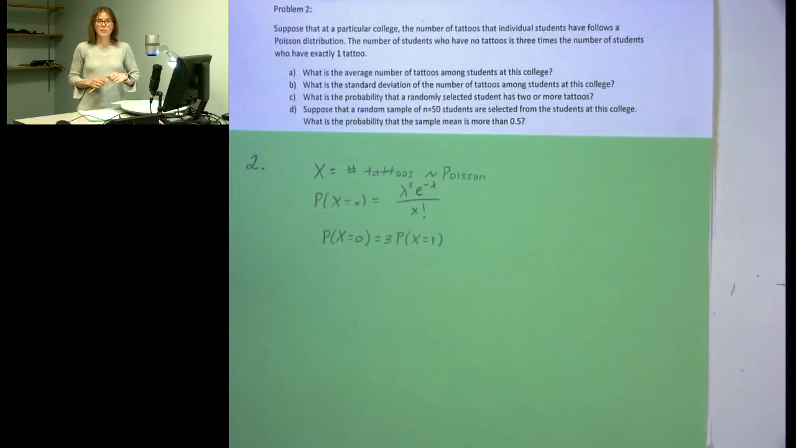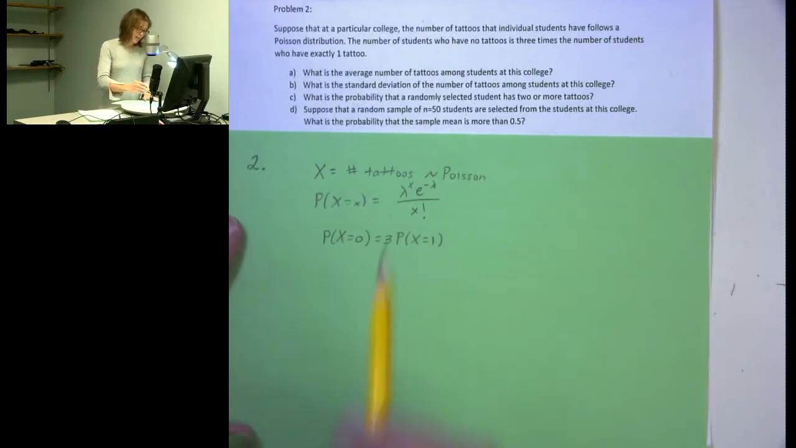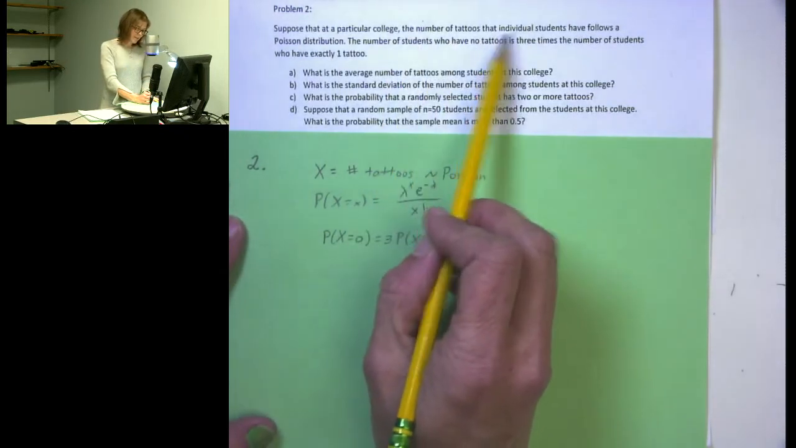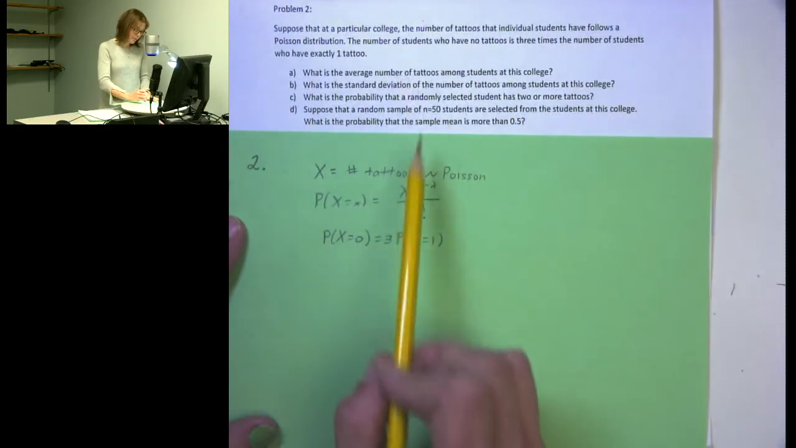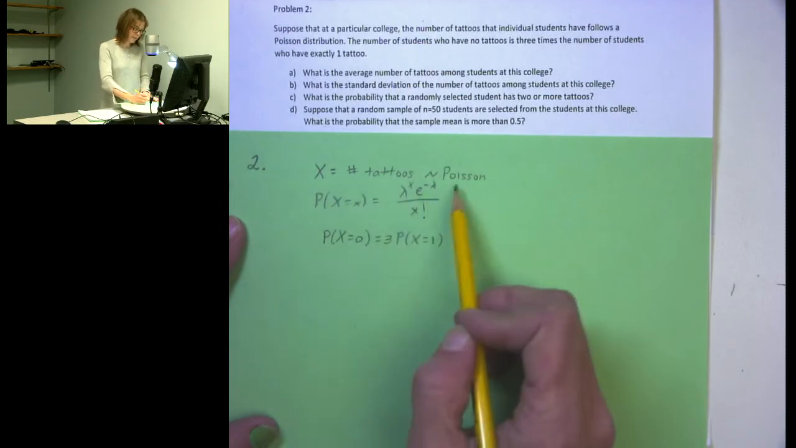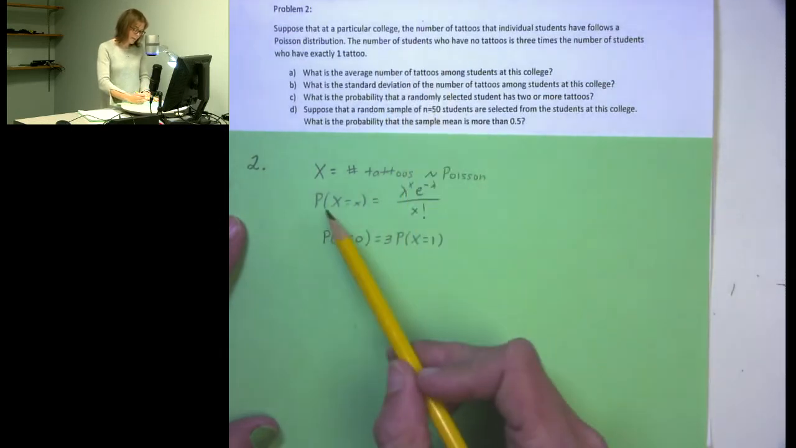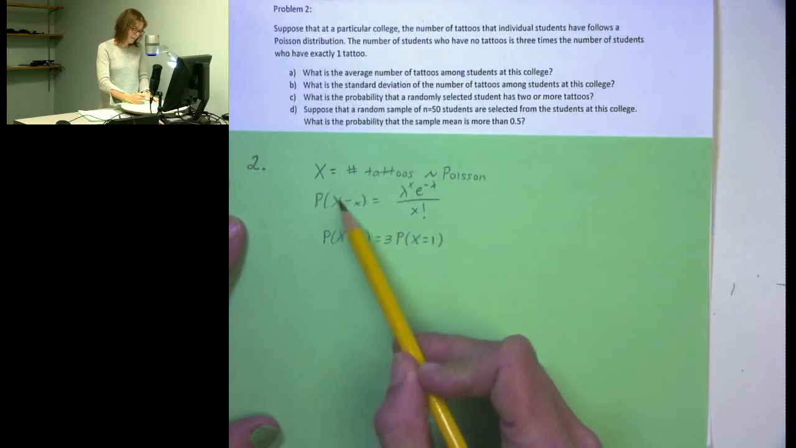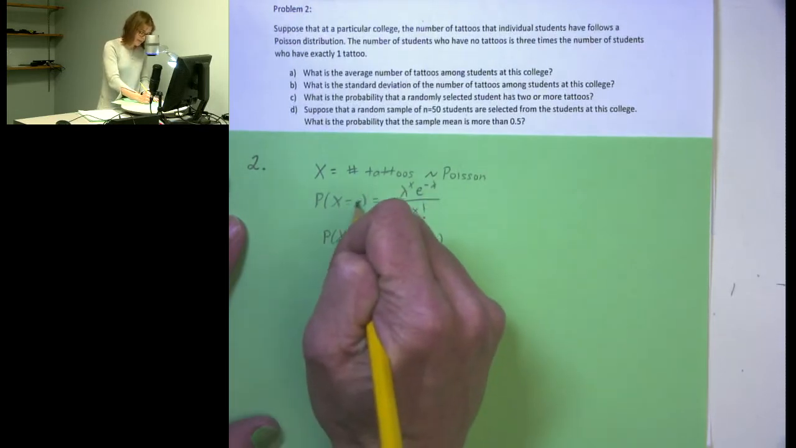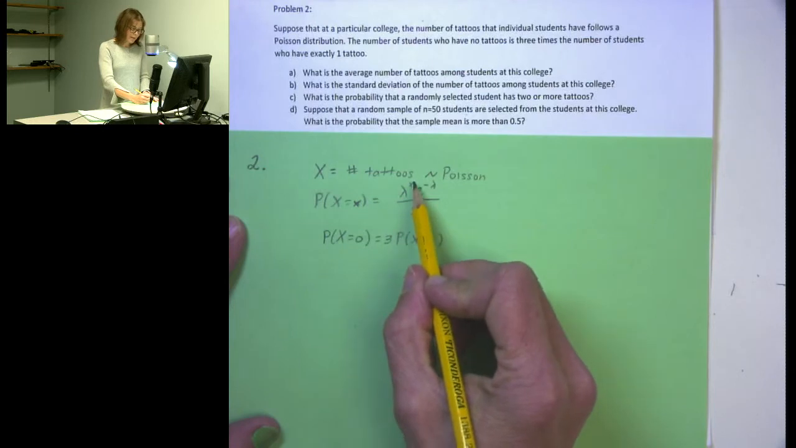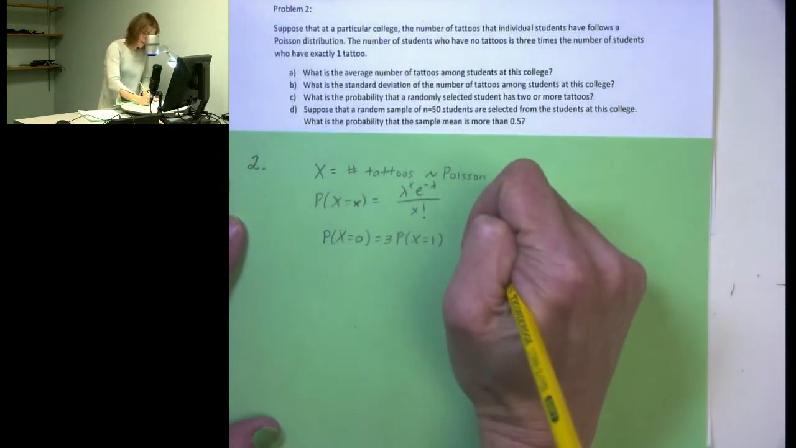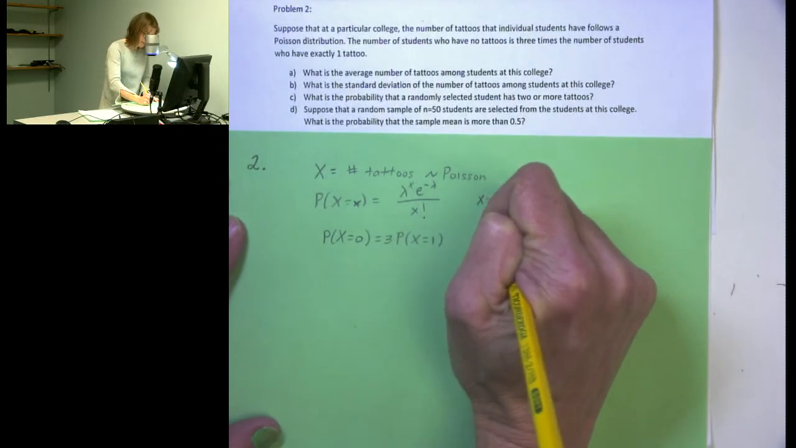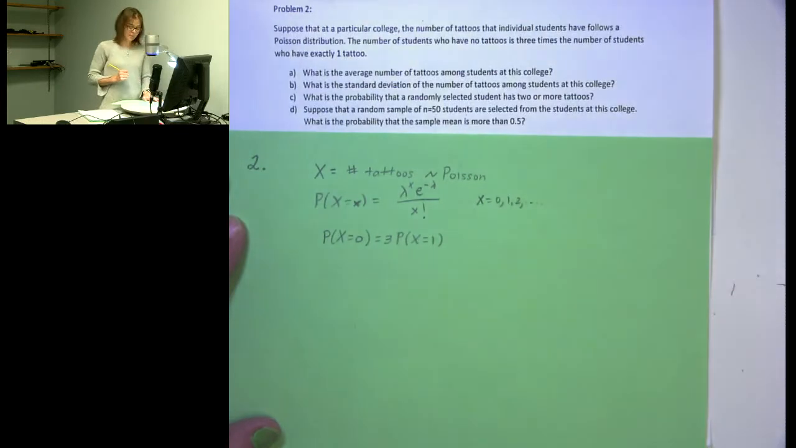Hi, this is the video for the second question from the review exercises for the end of the semester. So at a particular college, the number of tattoos that individual students have follows a Poisson distribution. So calling X the number of tattoos is Poisson. And that means that the probability that our number of tattoos takes on a particular value, little x, is equal to lambda to the x times e to the minus lambda over x factorial, and that is for x equals 0, 1, 2, and so on.